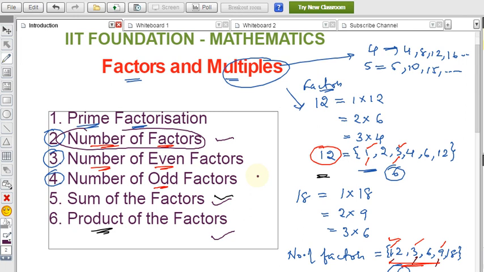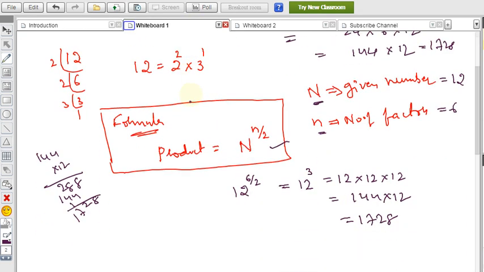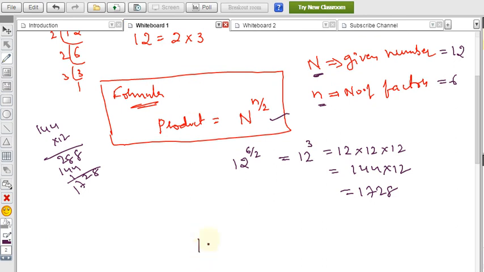Okay, in this I explained till now prime factorization. So prime factorization is compulsory for all. Then the number of factors, even, odd, and the sum of the factors and the product of the factors. Even you check with 18. 18 has number of factors 6. Then 18 to the power 6 by 2, same, 18 cubed. This is equal to the product of all the factors of 18. So we can apply this formula for the product of the numbers.